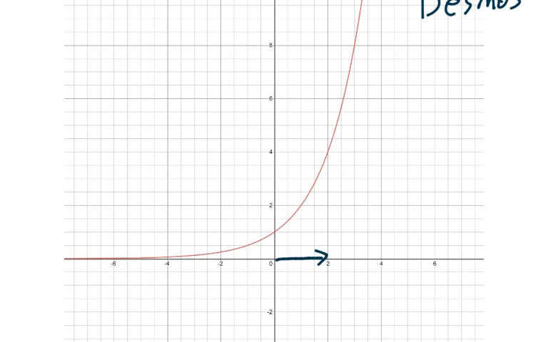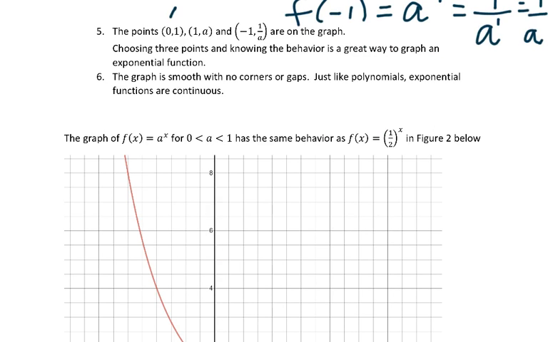Also, the graph here, as you can see, has no breaks in it, no open circles. So this is a continuous function. Remember, that's what continuous means. It means you can draw the whole graph without having to lift your pen or pencil off the paper.